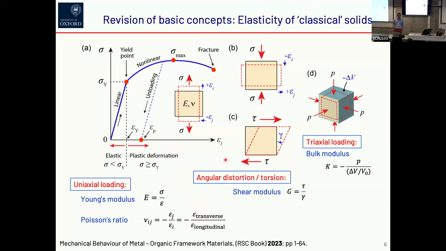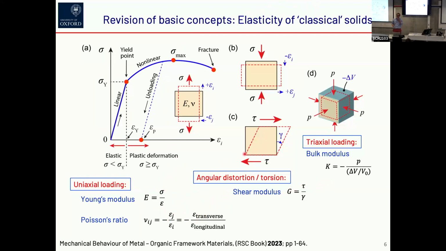So this is still classical solid. For porous materials and other unconventional solids, you can get negative Poisson's ratio and other weird stuff. So that we can touch on later.